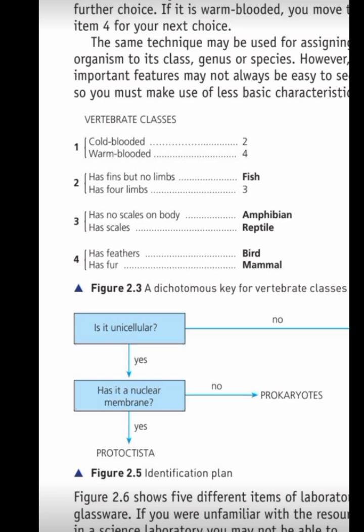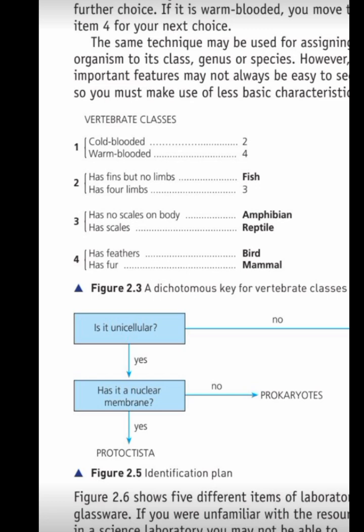Now we look at the skin, and no scales means that it is an amphibian. So we discovered the second group, amphibians. And if scales are present, as in lizards and snakes, it is classified as reptiles. These are the 3 steps, and we classified the 3 branches.